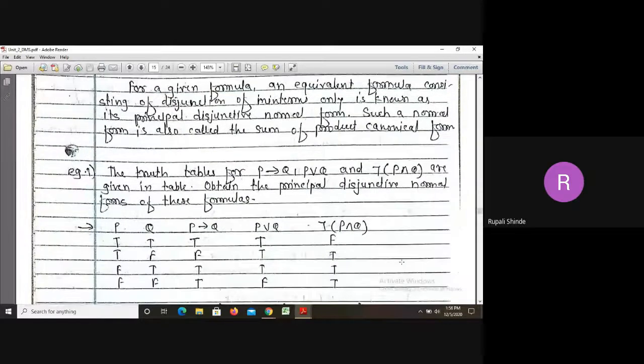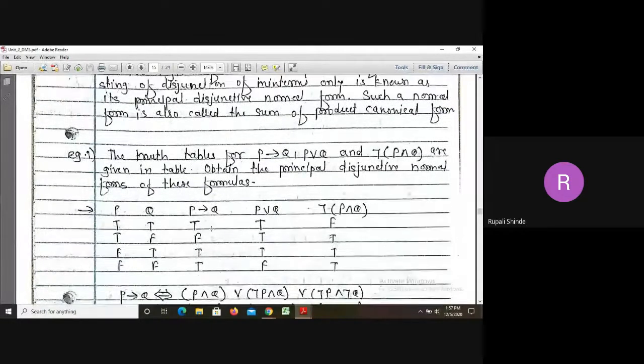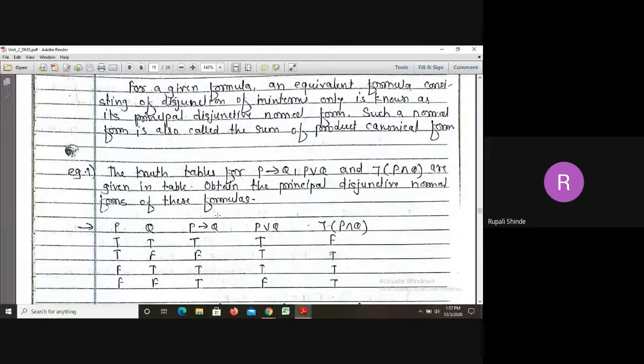So here one example is given. The truth tables for P conditional Q, P or Q, and negation of P and Q are given in the table. Obtain the principal disjunctive normal forms from these formulas. For obtaining PDNF and PCNF, there are two different methods. First is by using a truth table, and second is by using the algebraic method, by solving the problem. So here the truth table is given, and from this truth table we have to define the respective PDNF.